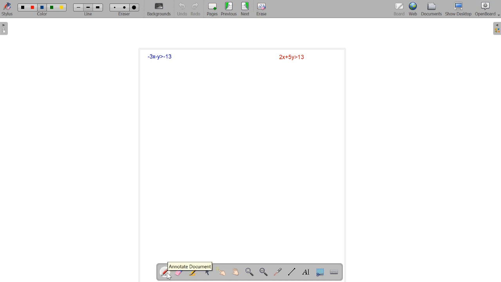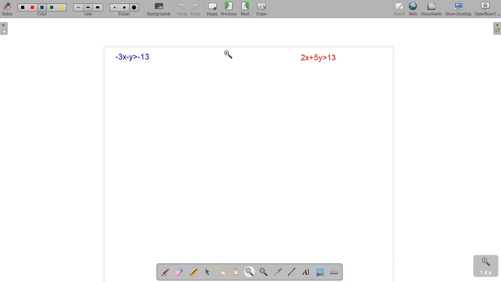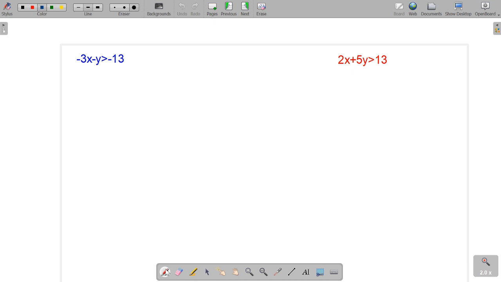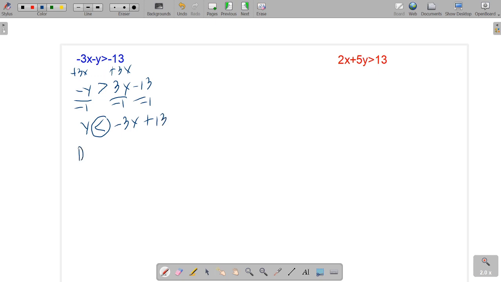So let's solve these. And let's make it a little bigger. So we're going to add 3x to each side. So negative y is greater than 3x minus 13. Divide by negative 1. Y is less than negative 3x plus 13. So this will be a dashed line, shade below. So you have 0, 13.